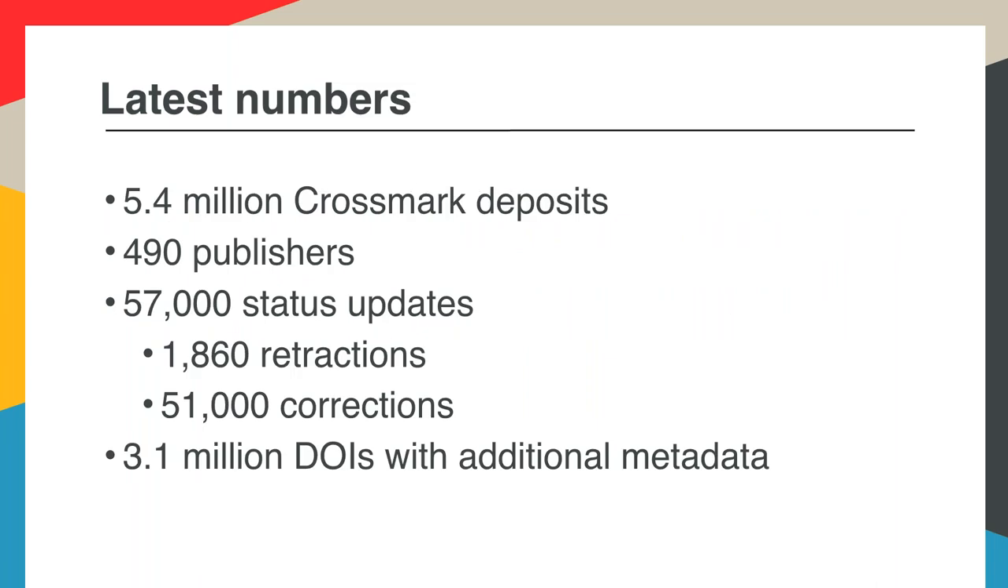So just some numbers. We've got 5.4 million DOIs that contain Crossmark deposits, and those come from 490 of our publisher members. Within those 5.5 million DOIs, 57,000 have some kind of status update. The vast majority, as you can see, are corrections, but we have nearly 2,000 retractions registered with Crossref now. And well over half, 3.1 million of those DOIs, have got some form of additional metadata that populates that more information box.